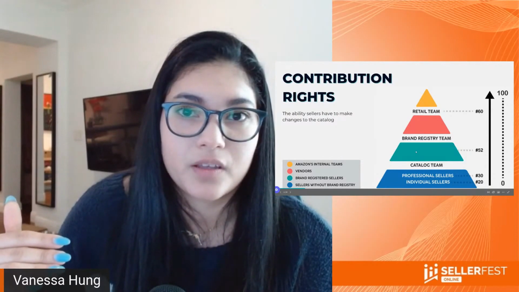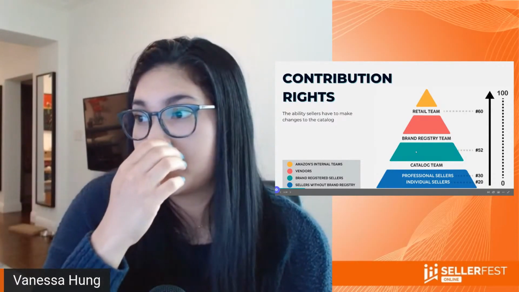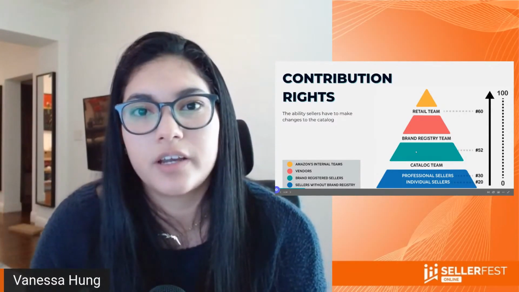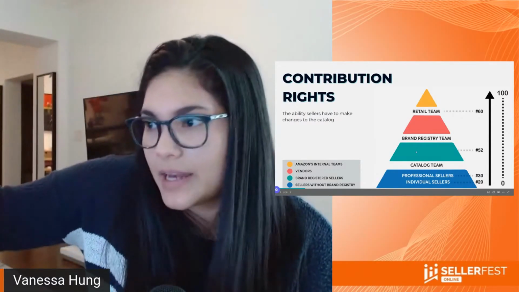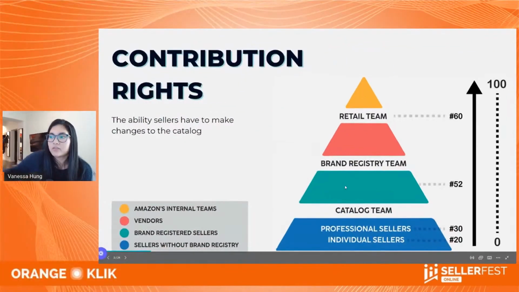The department that helps them is the brand registry team, which can only be contacted via email. And they can override anybody below in the pyramid, so both brand registry sellers and professional or individual sellers, even more than the catalog team. That's why sometimes if you have brand registry and you call the catalog team, they will tell you, no, this is a brand registry team issue, because they don't have the amount of points.